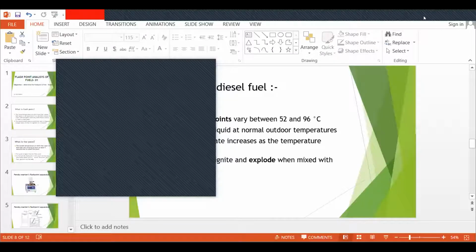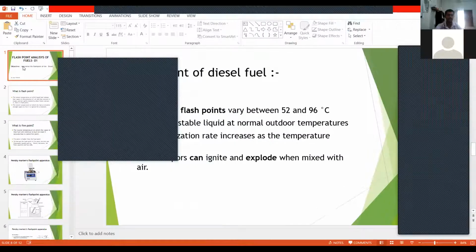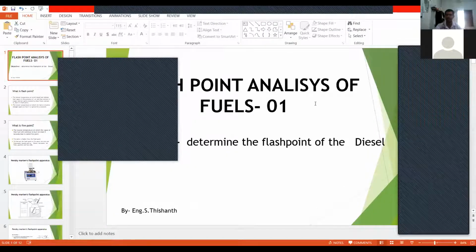So today's session is about flashpoint, right? I think you all have referred to that lab sheet from the LMS, right? I assume so.